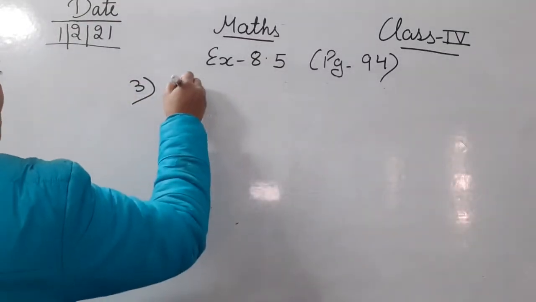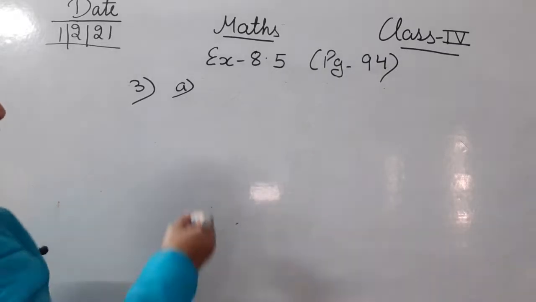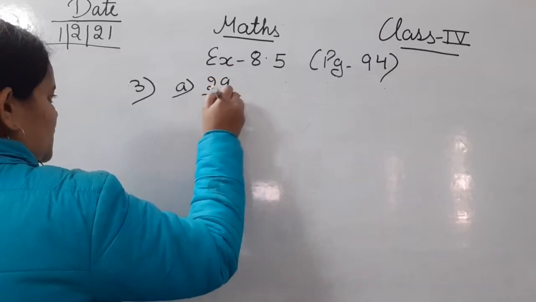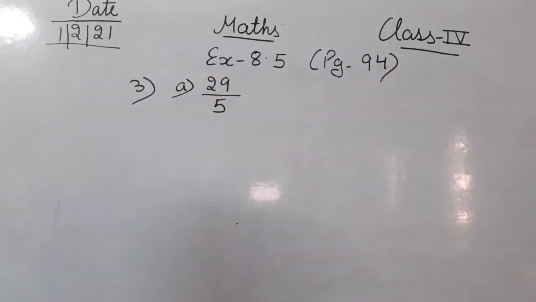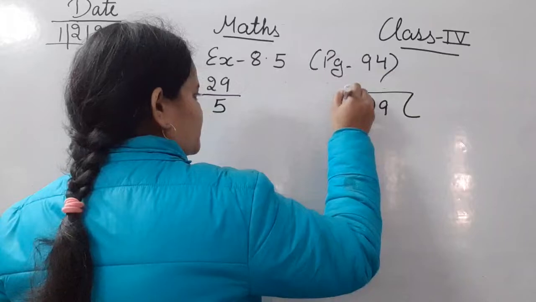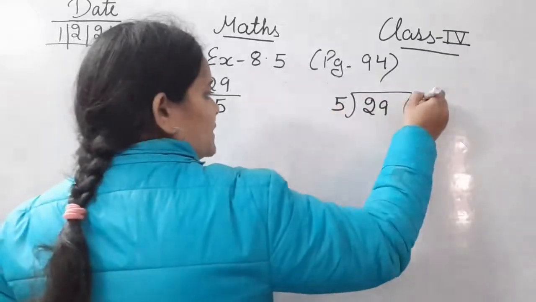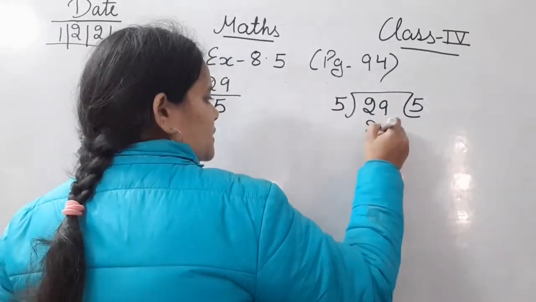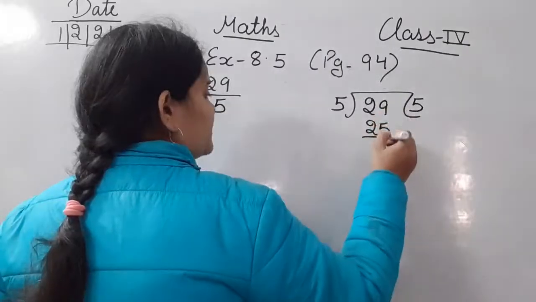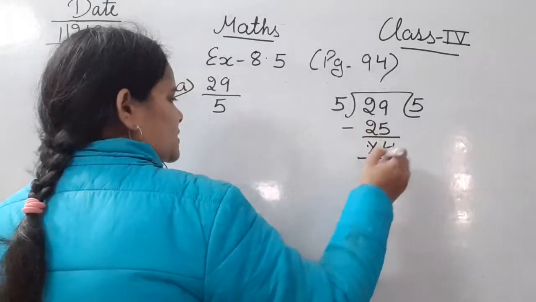See here, the third sum, this a part, that is 29 upon 5. You have to convert 29 upon 5 into a mixed fraction. 29 upon 5 को हम mixed fraction में change करेंगे. So let's divide 29 by 5. 5 5s are 25. देखिए 9 minus 5, 4. 2 minus 2, nothing will be left. So the remainder is 4.